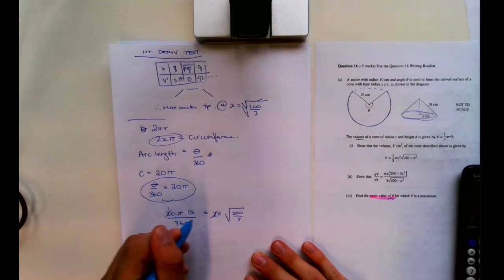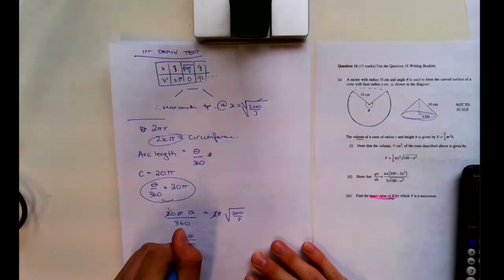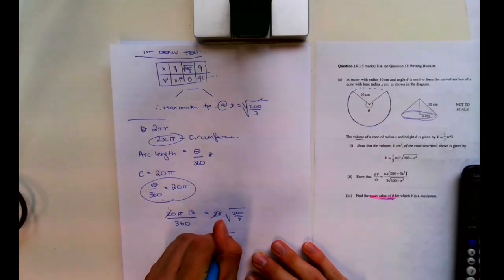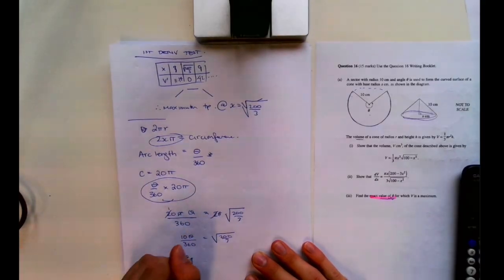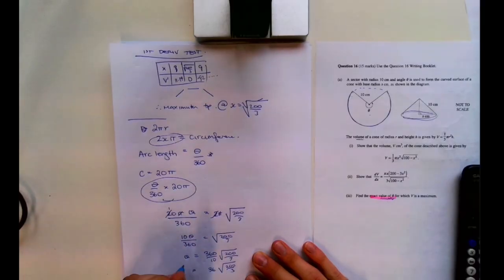Okay, we can cancel out the pi as well. So we have 10 theta on 360 is equal to root 200 over 3. So that means theta is going to be equal to 360 over 10 root 200 over 3, which is equal to 36 root 200 over 3.